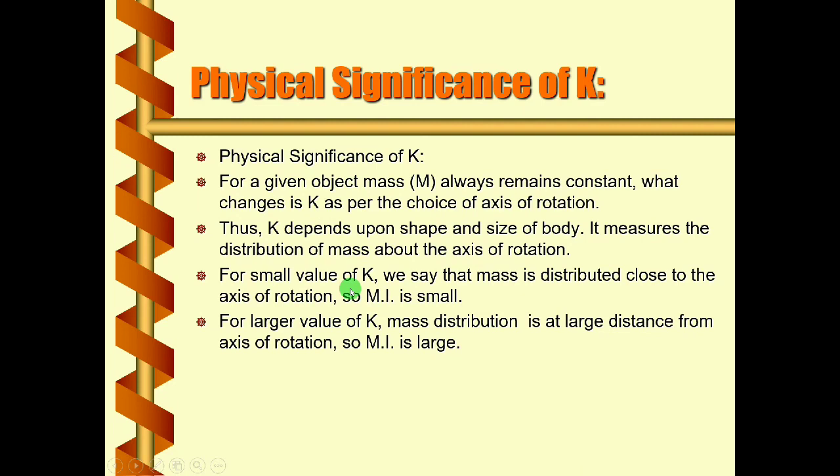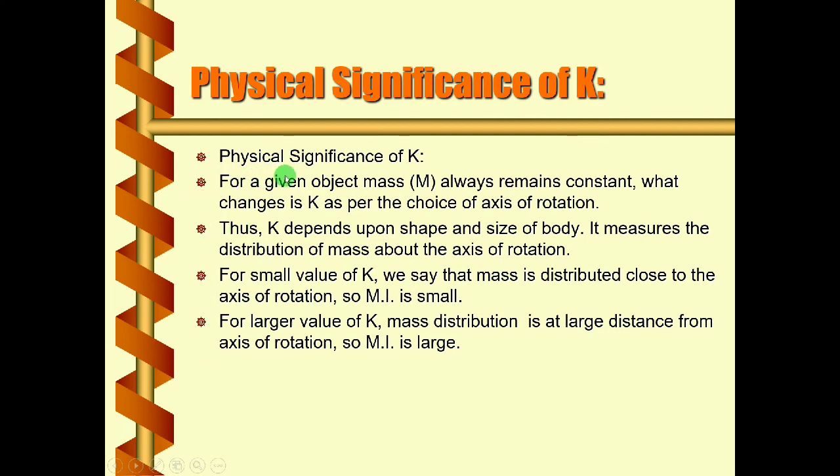So if we consider a small value of K, that means mass is distributed close to the axis of rotation. If we consider a large value of K, that means mass is distributed at a large distance from the axis of rotation. Okay, so this is all about the physical significance of radius of gyration. A question can be asked here for 2 marks. These points are sufficient to write a 2 marks answer.